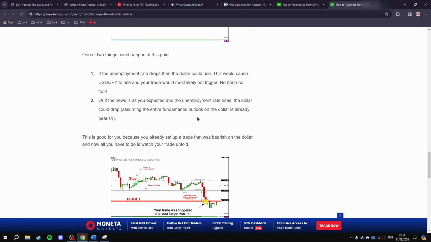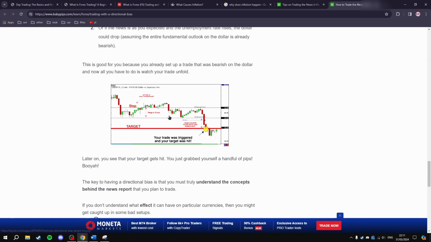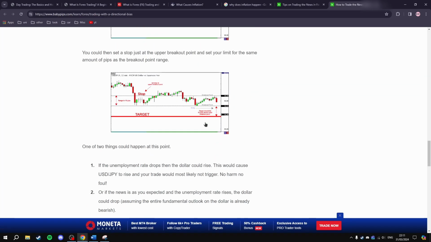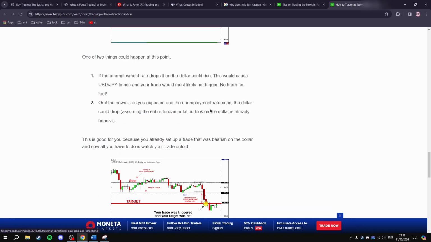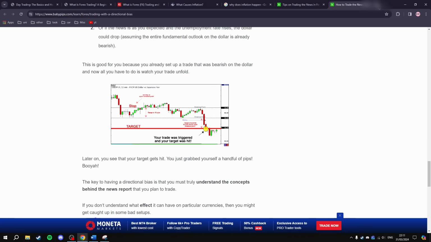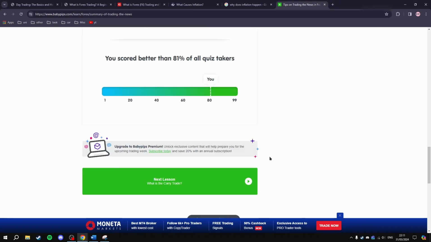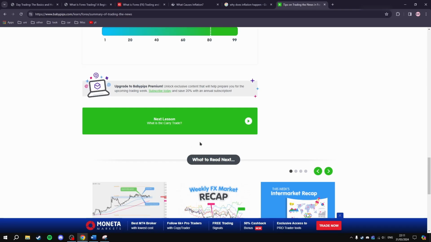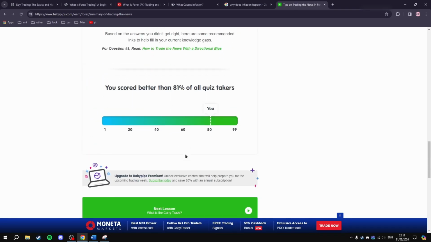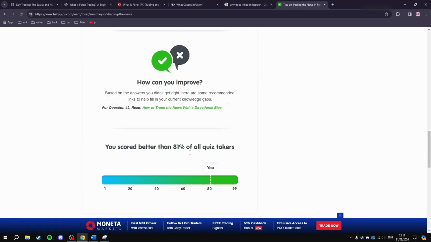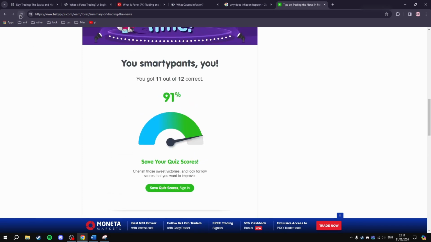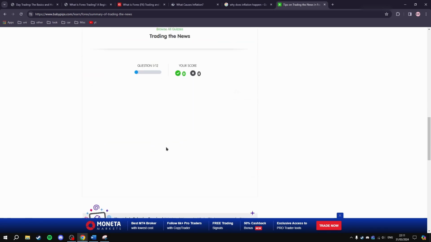So you put it on above the, if you're going bearish on it. No, but you put an entry below the lower breakout point though if you're going bearish on it. Why is it upper? Yeah, I don't know. But it can't be though. I don't understand.